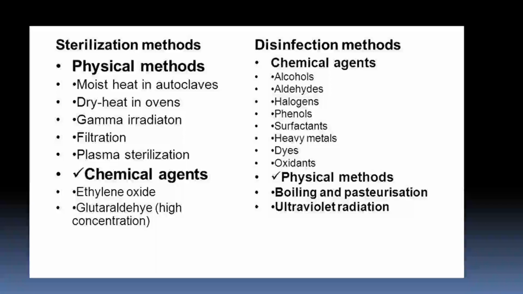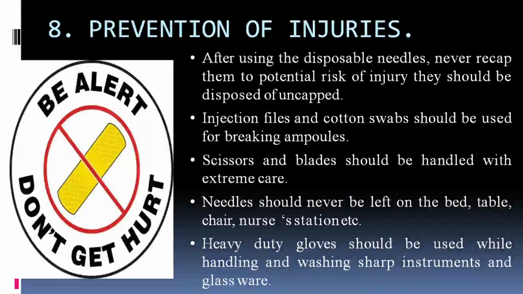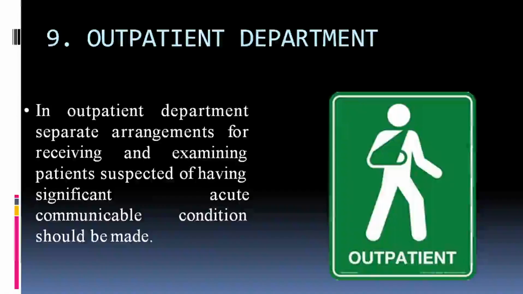The physical methods include boiling, pasteurization, and ultraviolet radiation. Eighth is prevention of injuries. After using disposable needles, never recap them, due to the potential risk of injury. They should be disposed of uncapped. Files and cotton swabs should be used for breaking the ampules. Scissors and blades should be handled with extreme care. Needles should never be left on the bed, table, chair, in a station, etc. Heavy-duty gloves should be used while handling and washing sharp instruments and glassware.